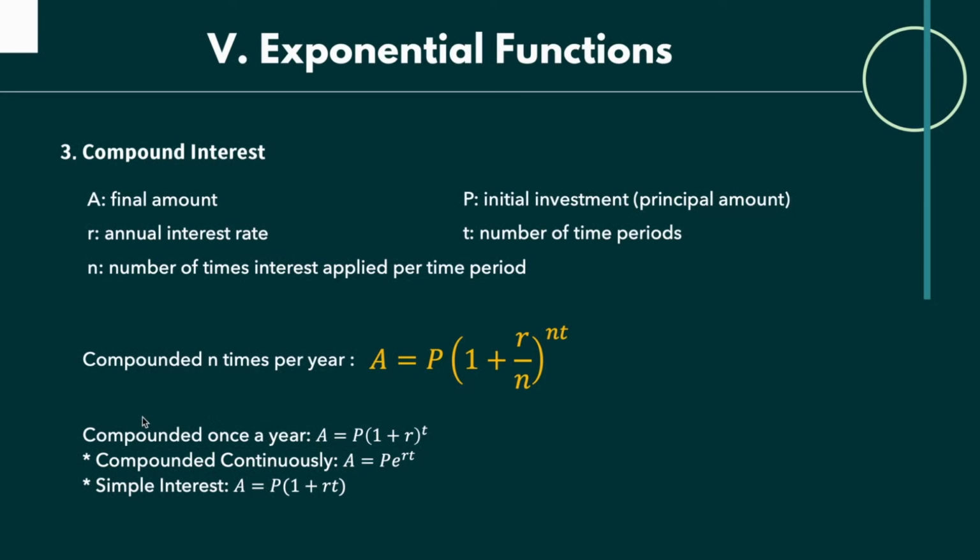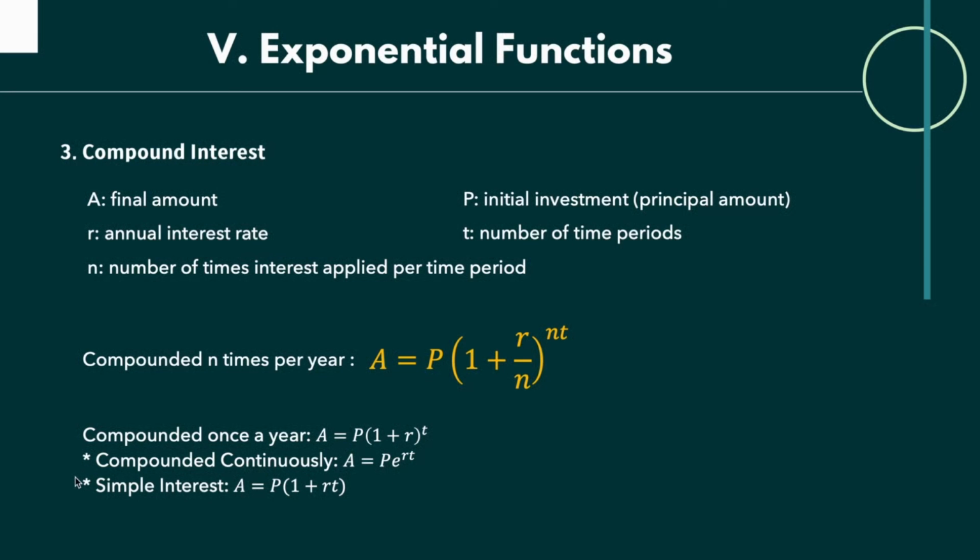When interest is compounded once a year, then we know that N would be equal to 1. So the formula would be A equals P times 1 plus R over 1, or R, to the power of 1 times T, or T. And when interest is compounded continuously, the variable N, or the number of times interest is compounded per time period, doesn't have a specific value. Therefore, we have a new formula to express the final amount, which will be equal to P times e to the power of RT, where e is Euler's number.